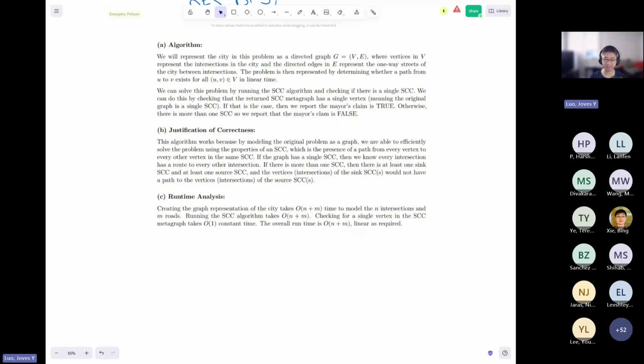Any questions about this first part of the problem? Sato? Hi, yes, so my question was, why did we assume that the graph was connected?